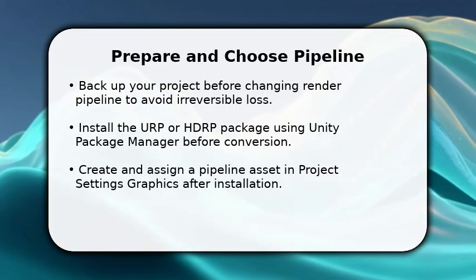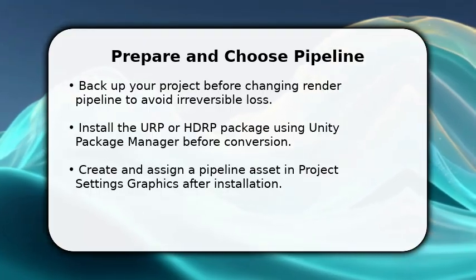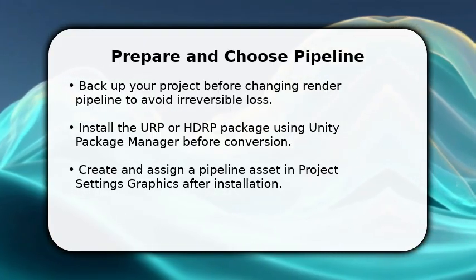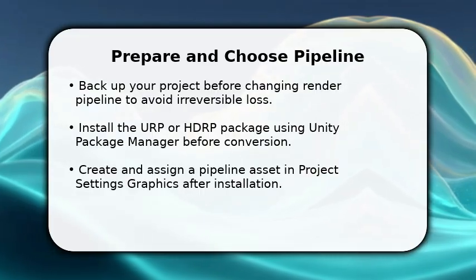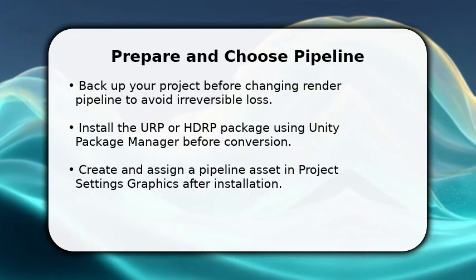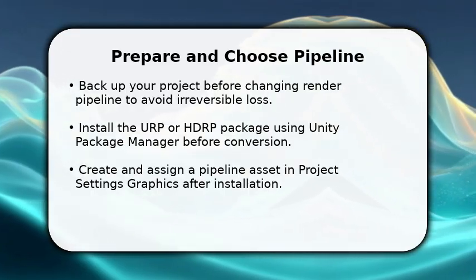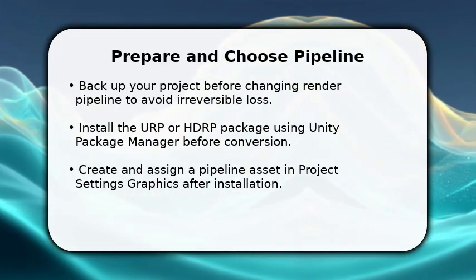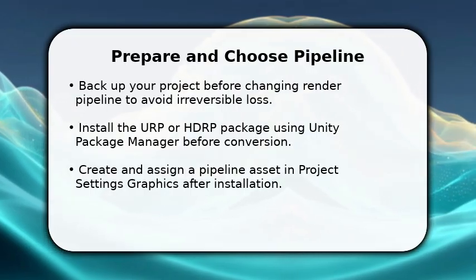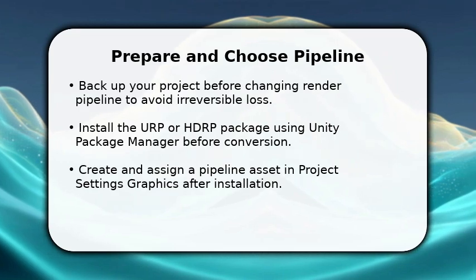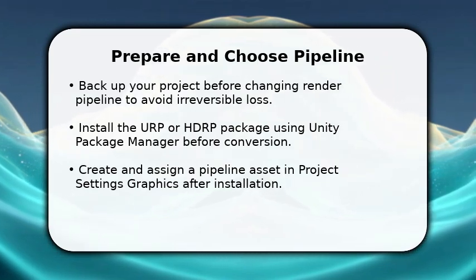Open Unity and use the Package Manager to install either Universal Render Pipeline or High Definition Render Pipeline. Choose URP for mobile and broad compatibility or HDRP for high fidelity on powerful hardware. Create a new pipeline asset from the package templates and save it in your Project Assets folder.